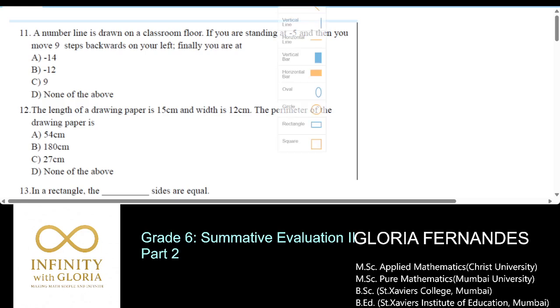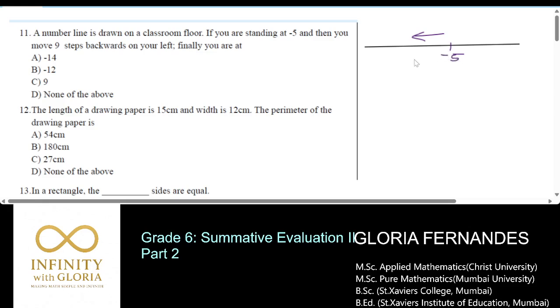If you are standing at -5, then you move 9 steps backwards on your left, finally you are at? Now see, first of all, you are at -5. And if you are moving towards the left, if you are moving 9 steps, that means -5, -9, because you are moving to the left. So you will be at -14.